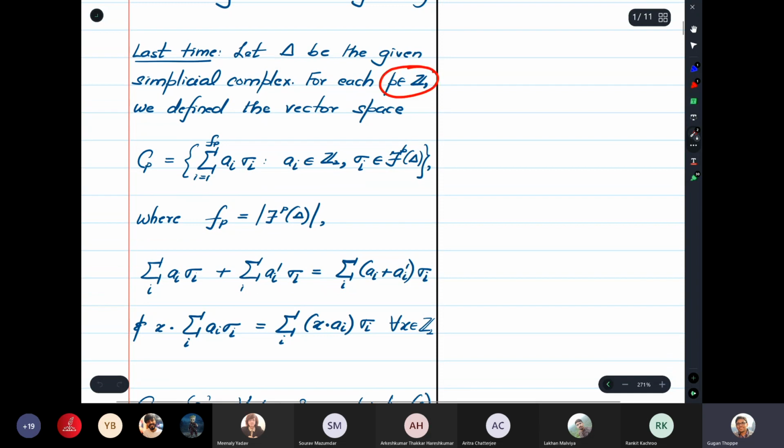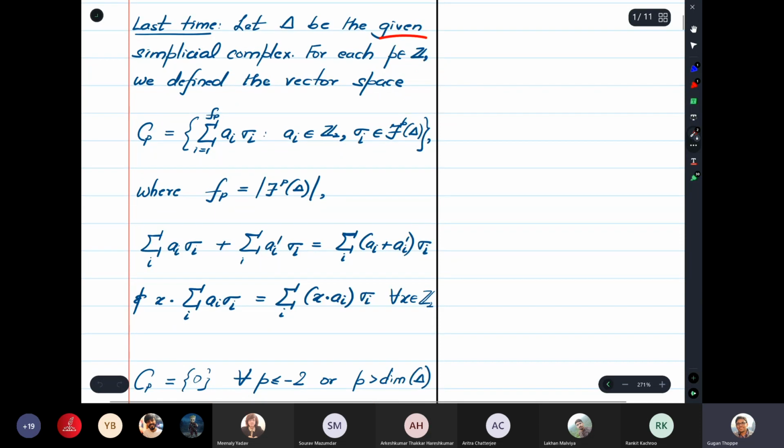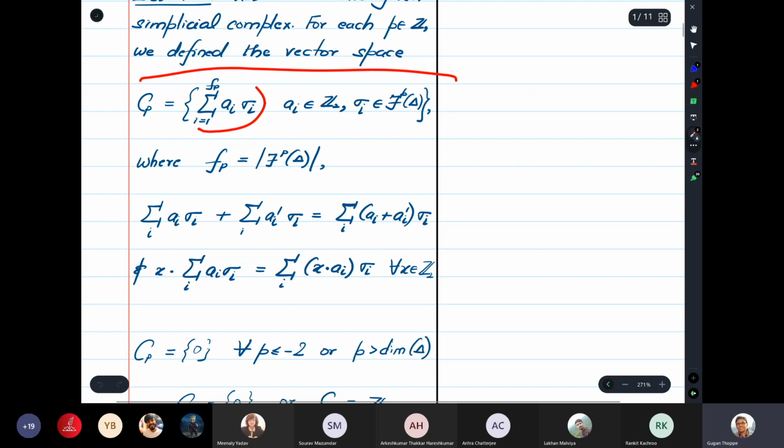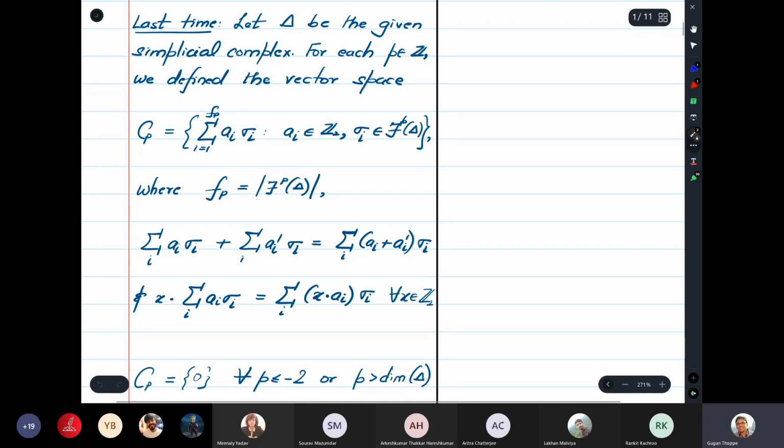For every integer p, whether p is a positive integer, negative integer, or 0, for every such integer p, we define the vector space Cp given in the following way. This includes formal sums of the following form, where the ai's are elements of the field Z2 and the sigma i's are the p-dimensional faces in delta. I hope you agree that these vector spaces are defined based on the simplicial complex. So as the simplicial complex changes, this definition will also change, right?